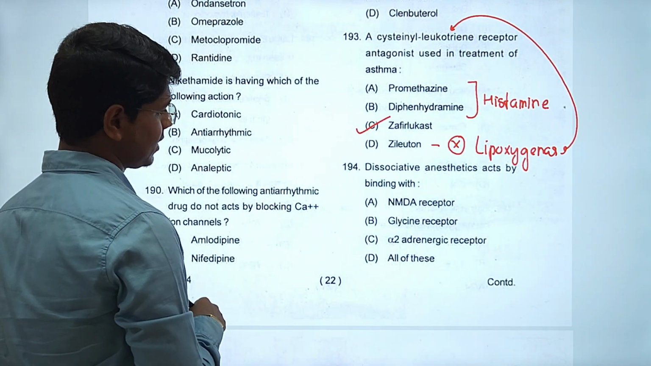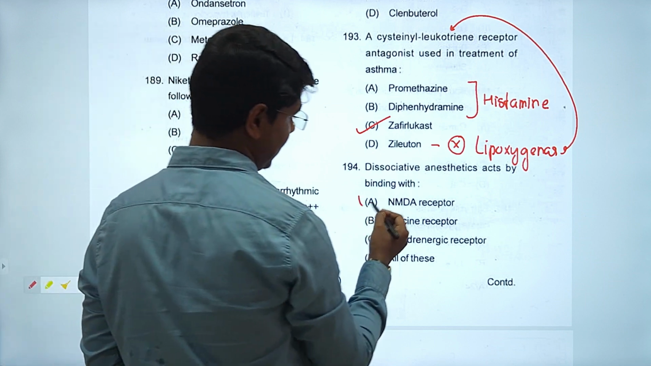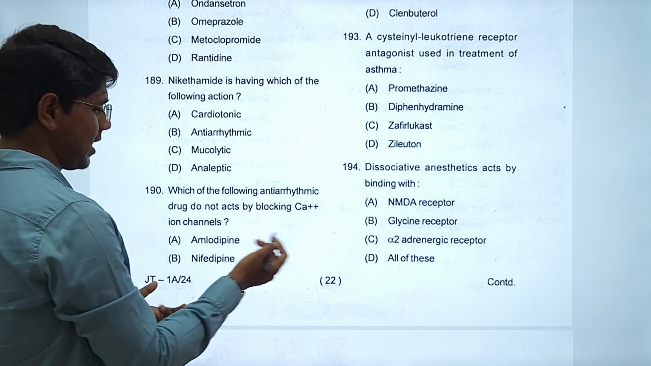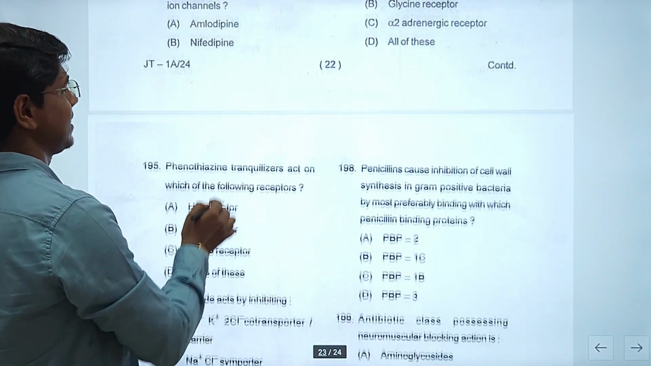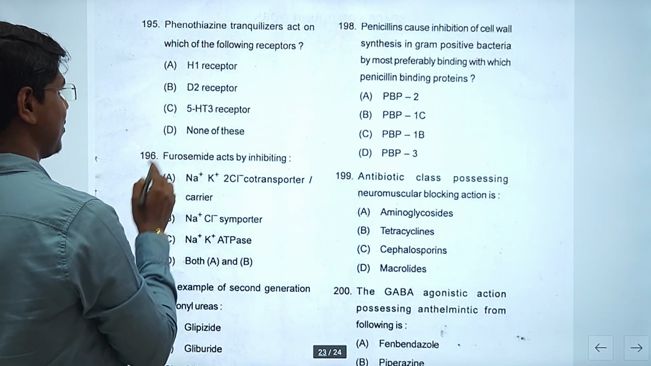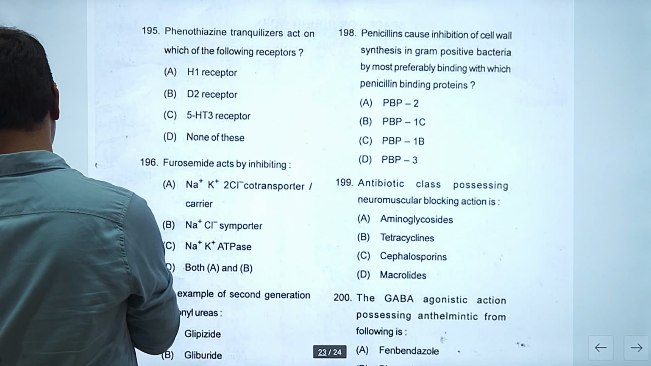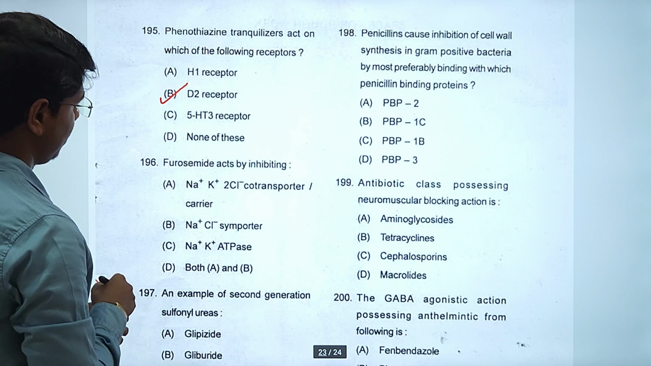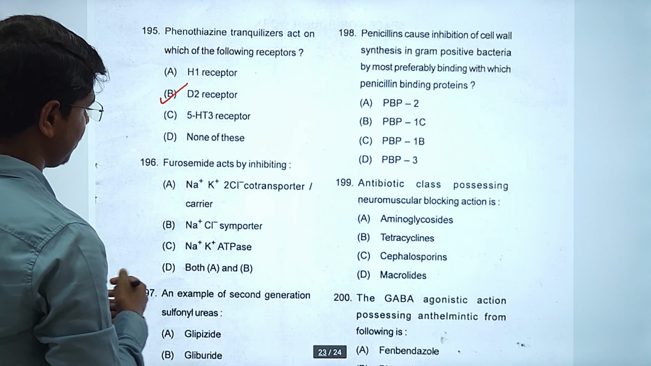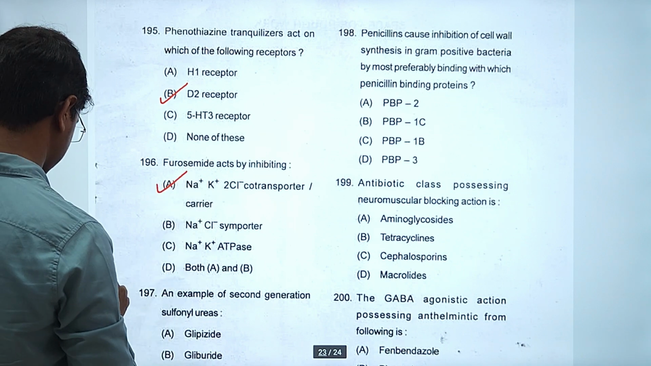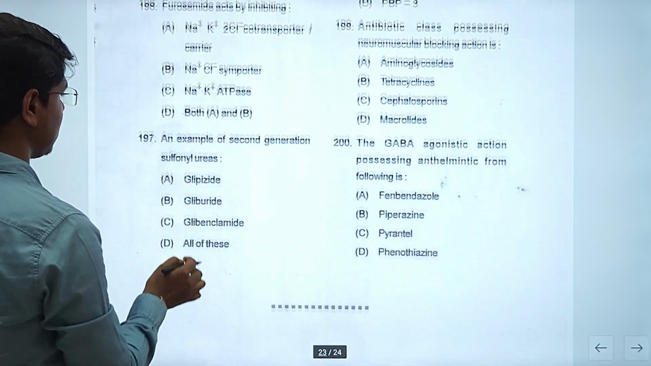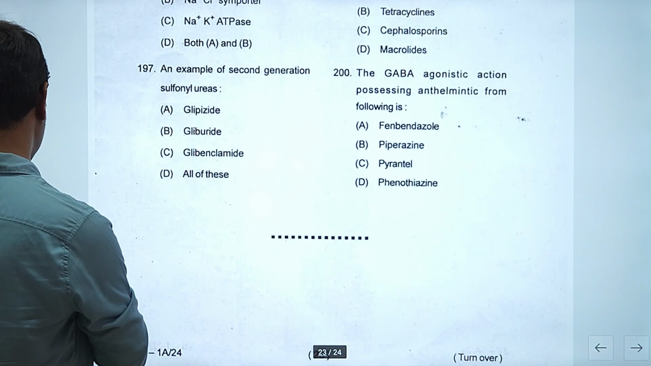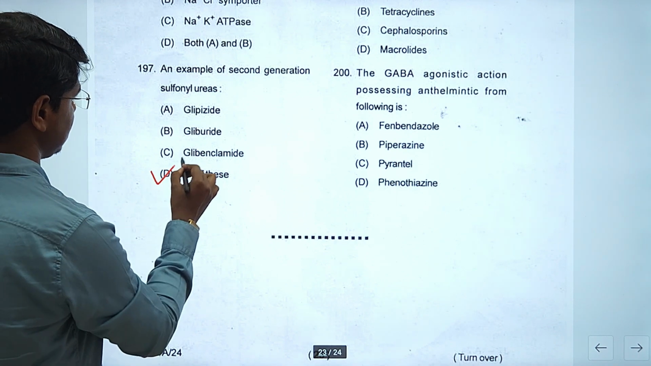Dissociative anesthetic act by, surgery question, NMDA, N-methyl D-aspartate. NMDA. They are actually pharmacology question, but not exactly surgery. Phenothiazine tranquilization act on which of the following receptor? Just a few times before I told you, it is dopamine, D2 receptor. Furosemide acts by inhibiting sodium potassium chloride co-transport. Next question. An example of second generation sulfonylurea is all of them. Answer is all of them.